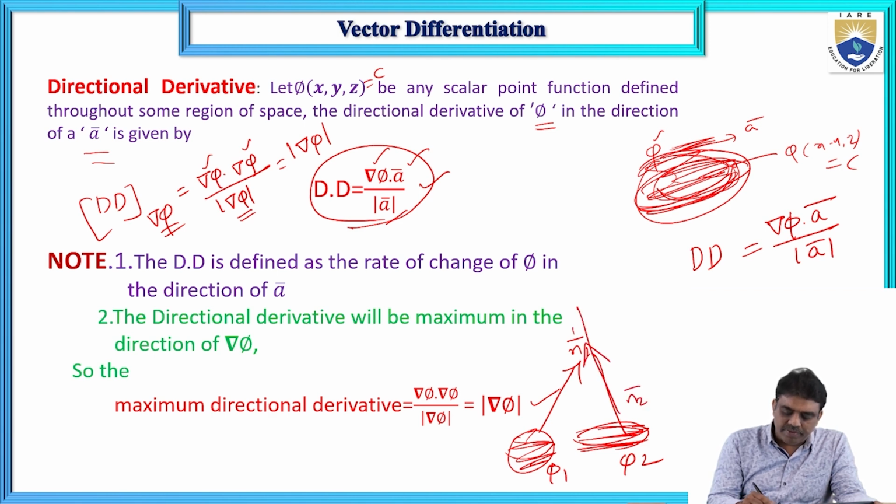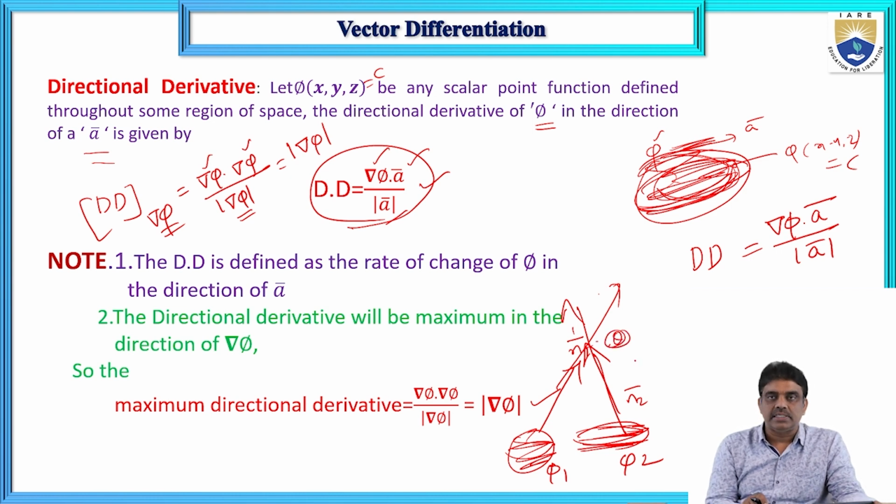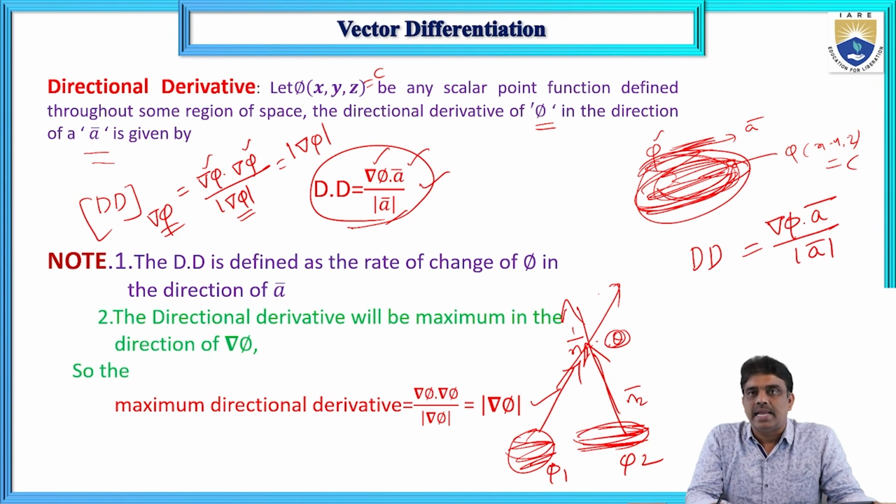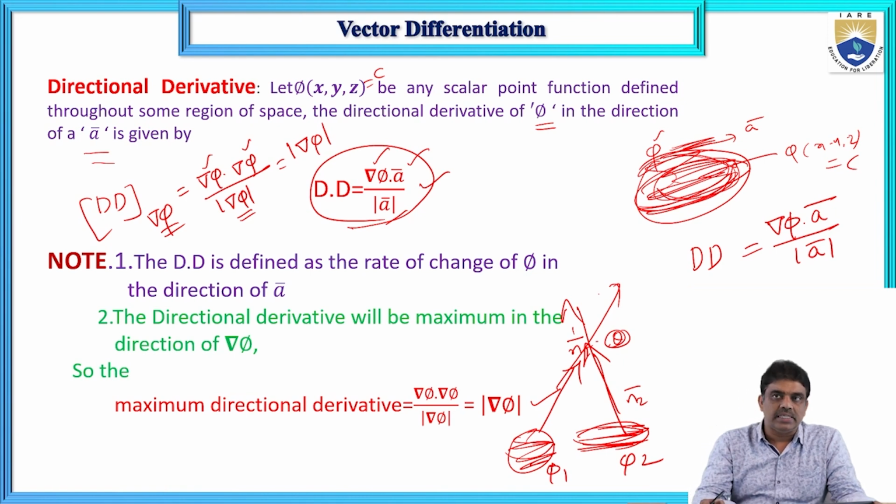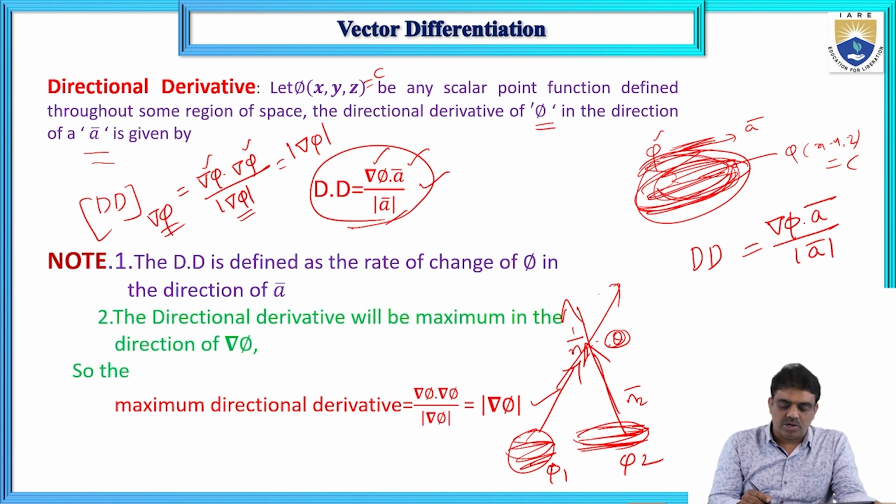Now the angle between the two vectors is called the angle between the two surfaces. That is another example. If you want to find the angle between the two surfaces, you have to find the normal vector for the first surface and the normal vector for the second surface, and then use the formula for the angle between the two.